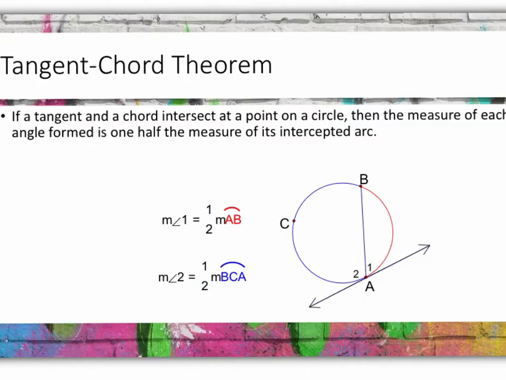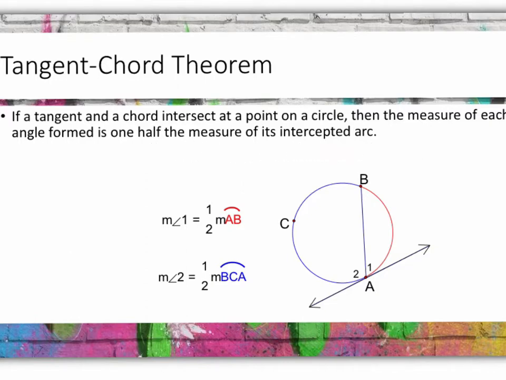Now, for us to understand the relationship between a tangent and a chord, we have a theorem. So let's take a look at the picture in the theorem. If a tangent and a chord intersect at a point on the circle, so here is our tangent and here's our chord of a circle, and they intersect at this point here, then the measure of each angle formed is 1/2 the measure of its intercepted arc.